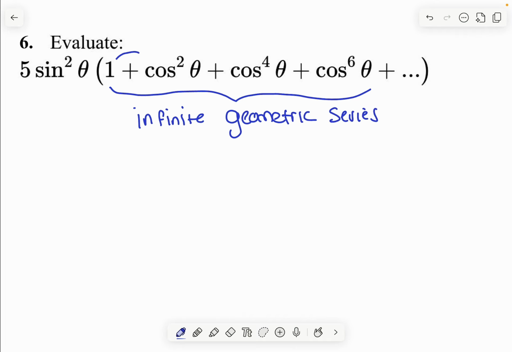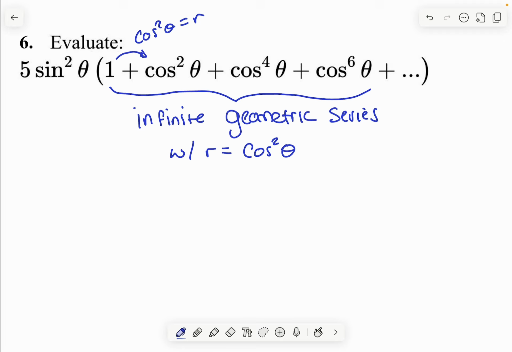And what's our common ratio? Well, we're multiplying by cosine squared. So our common ratio is cosine squared.